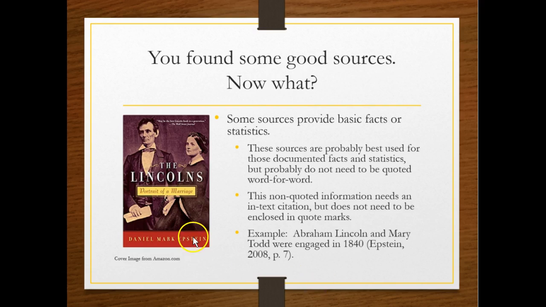And so here is some information from this book here, and I got the cover image from Amazon, but it's a book that I own as well. And the example is that Abraham Lincoln and Mary Todd were engaged in 1840, which is an interesting statistic, but we don't need to have that quoted word for word. And this is summarized and paraphrased, so it's not the same words as the source and therefore does not need quote marks. But I still need to document where I got this information because I would never know off the top of my head when Abraham Lincoln and his wife got engaged.